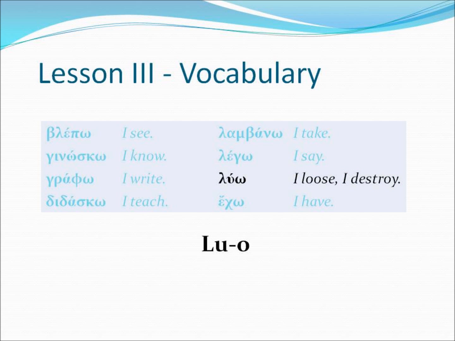Our vocabulary word number 7 is the word luo. Luo. It can mean either I loose, like I loose a knot, or it could mean also I destroy. Luo. Lambda, upsilon, omega. Luo. Our last vocabulary word for lesson 3 is the word echo. Echo means I have. Echo. Epsilon, chi, omega. Echo.